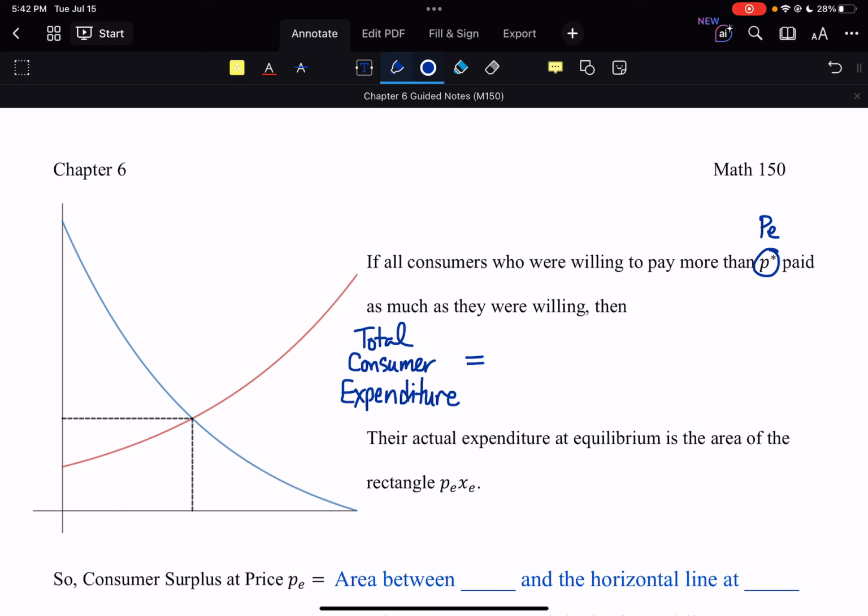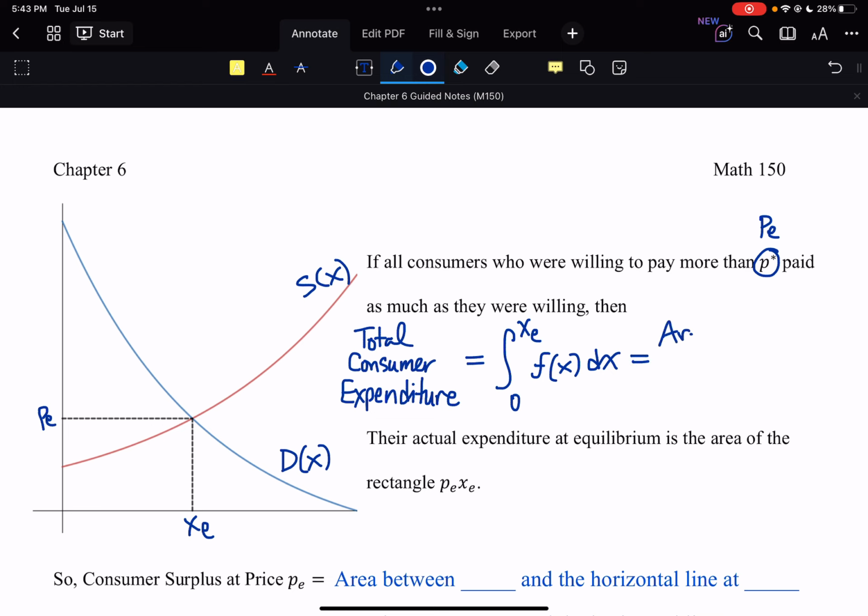Total consumer expenditure. So if we have the demand curve, the supply curve, and here's equilibrium price and equilibrium quantity, total consumer expenditure is going to be the integral from 0 up to x sub e of f of x dx, where f of x is going to represent the demand formula.